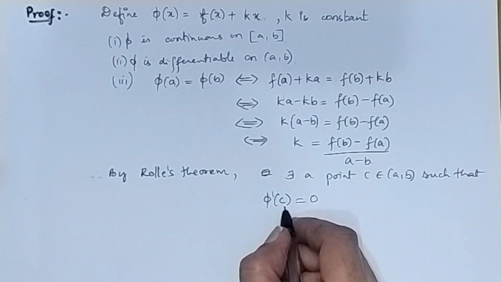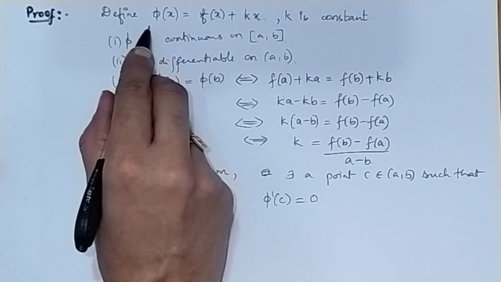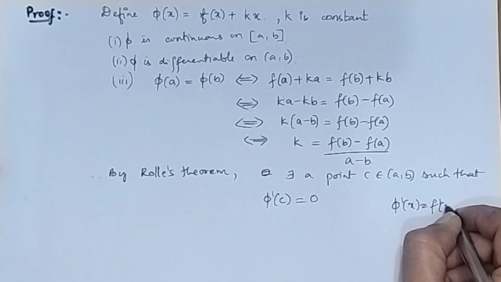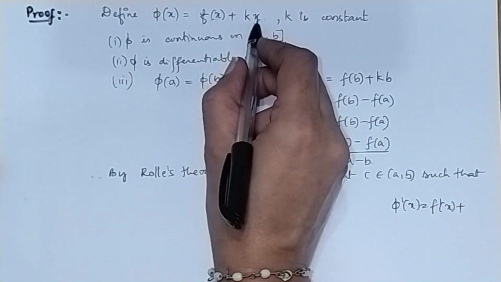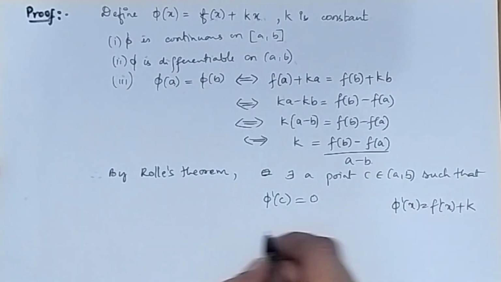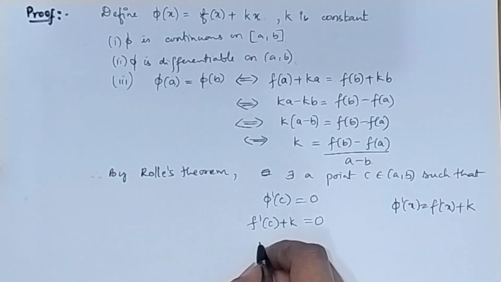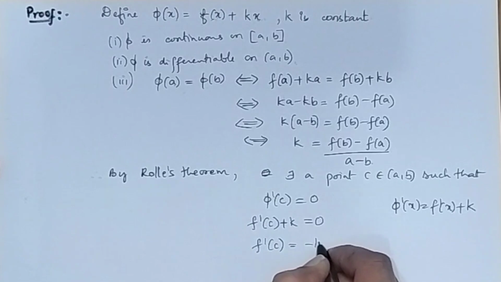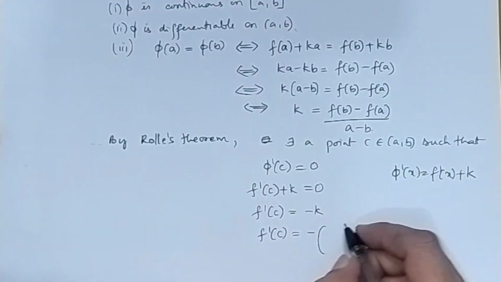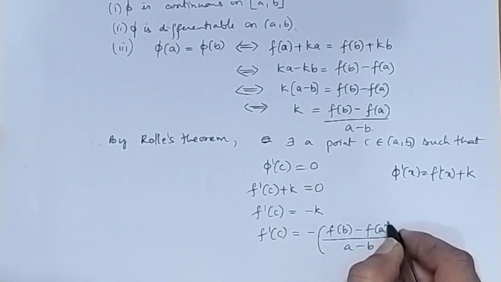So phi dash of c is given by differentiating this function. So let us first find out phi dash of x. So phi dash of x equal to f dash of x plus derivative of kx, which is k. I want phi dash of c. So phi dash of c is f dash of c plus k equal to 0. So f dash of c equal to minus k. So f dash of c equal to minus of, substitute the value of k, f of b minus f of a divided by a minus b.